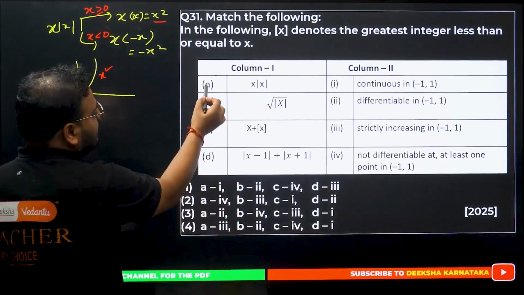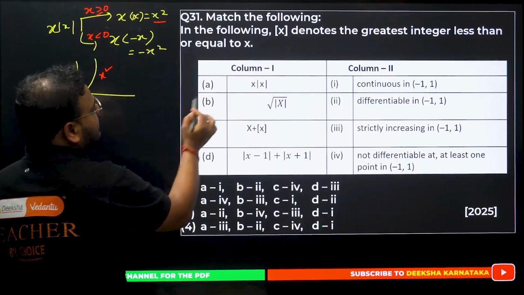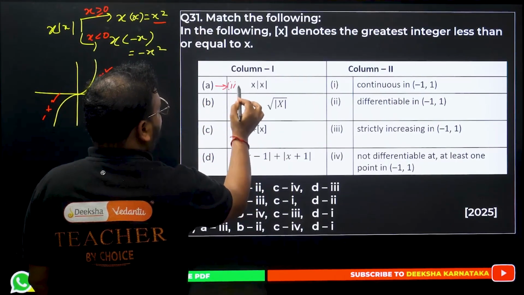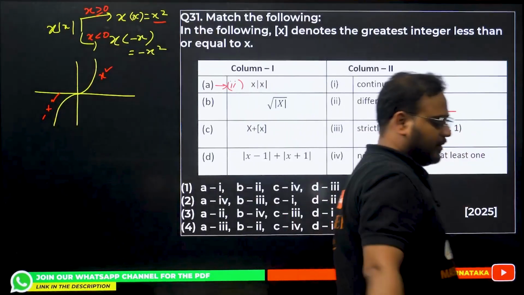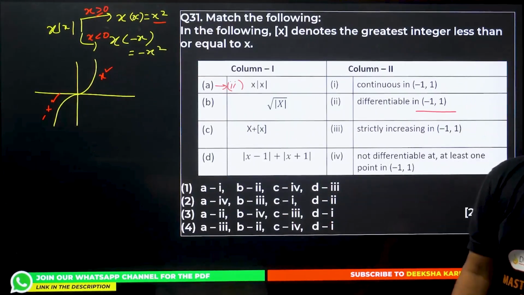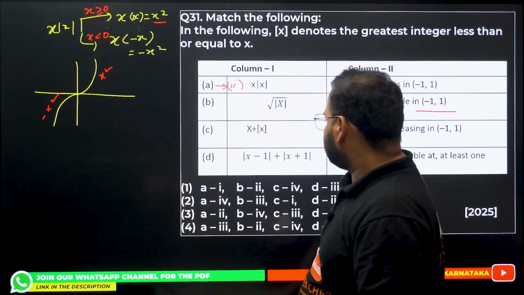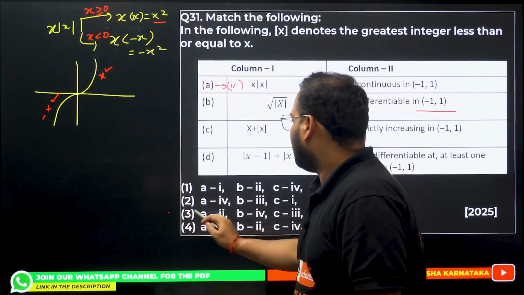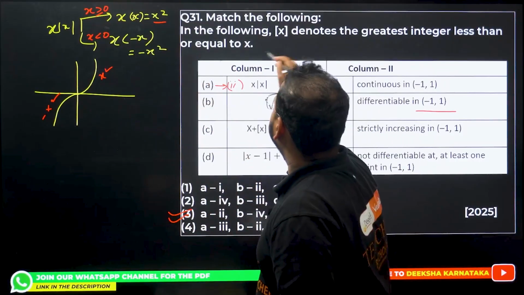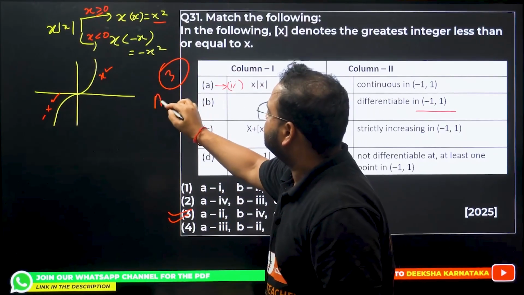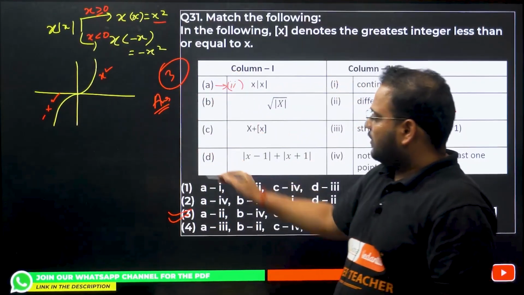So we can see from here, option A comes out as differentiable between the point minus 1 and 1. Don't worry about the domain over here, minus 1 and 1. Clearly option A is 2. Option A is 2, which is the suitable one? 3. And your answer is 3. This is my answer then. See? You got my point?